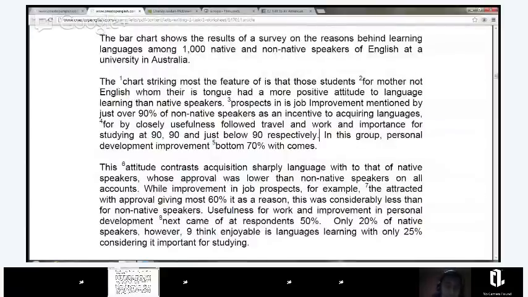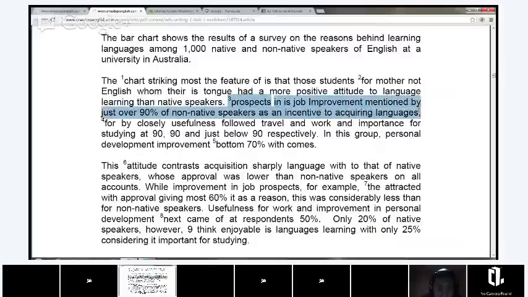Which word is capitalized? Improvement. We know that we're starting a new sentence. So which of these words do you think the sentence starts with? Improvement. So we know it starts with improvement. Improvement in job prospects is mentioned by just over 90% of non-native speakers as an incentive to acquire languages. Nice job! Improvement in job prospects. Say it again for me.